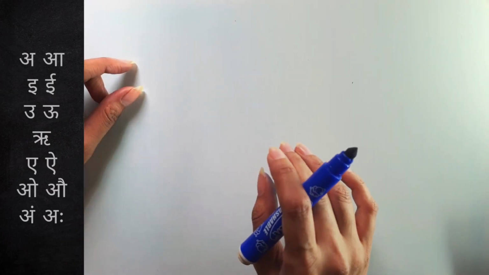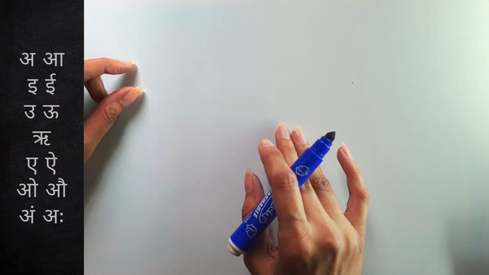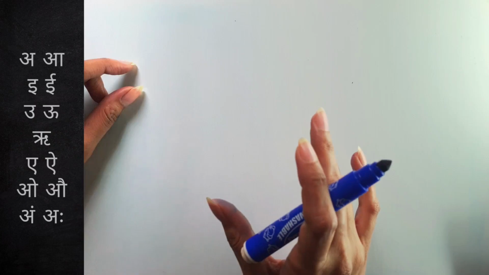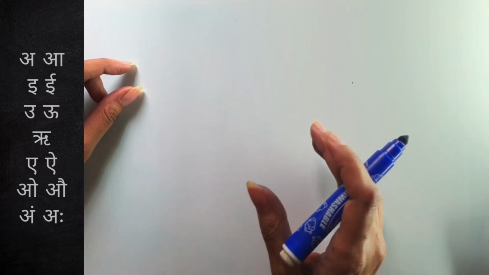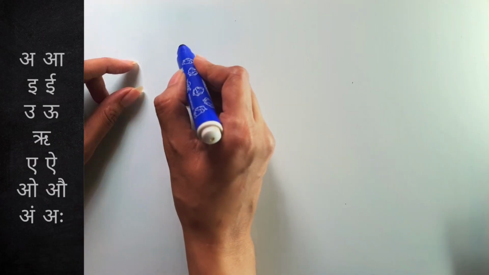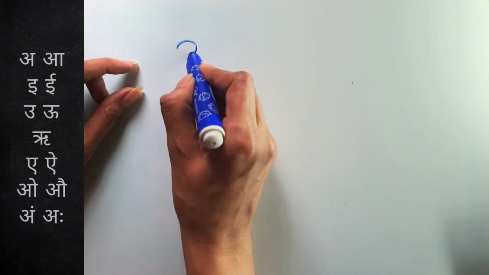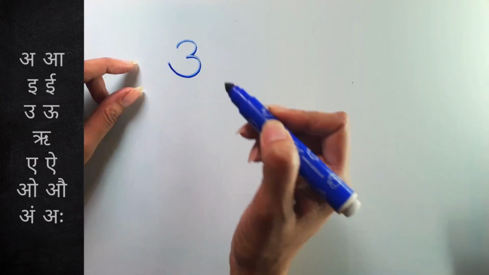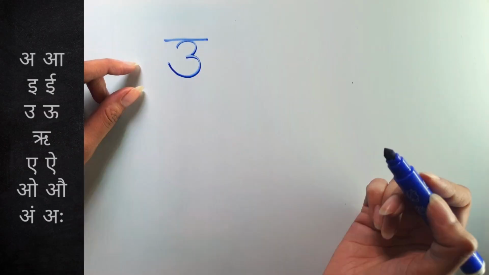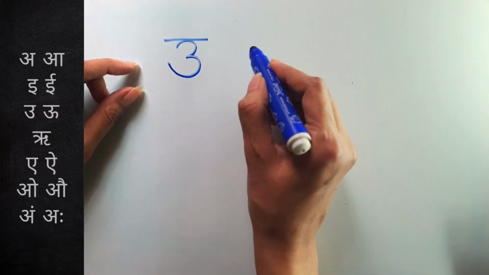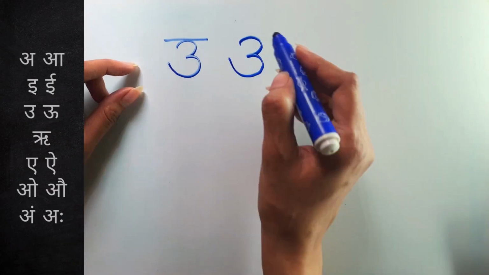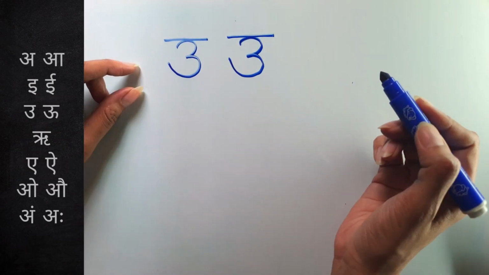Next is U and U. U is a short U, so like in put, and U is a longer one, like in moon, or food. Now for oo, we will again start with something like a 3, and that's it actually. So you do that and you put a line on top. That's oo. This is the same thing that we did in the beginning.